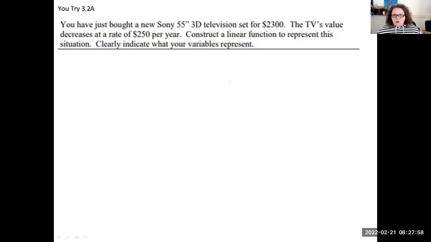All right, this is a you try, so please pause the video and attempt this one on your own. Remember, before you do that, I'm going to give you a function of x. This is your basis for this: f(x) equals b plus mx. Okay, now pause and attempt this on your own.